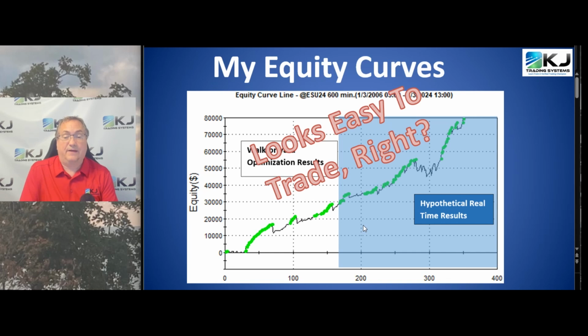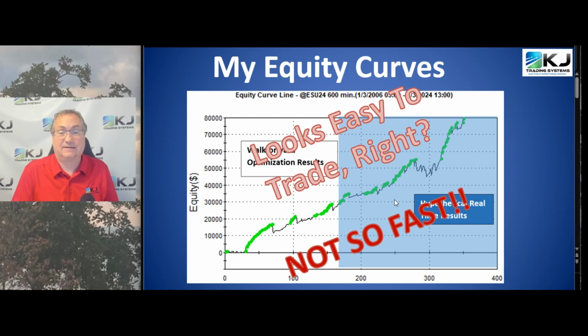The other part of this is that the detailed curve versus the closed trade curve can help you understand what it's going to be like to trade it. So this one looks pretty easy to trade, right? I mean, it doesn't look that bad. Maybe around trade 300 it kind of gets bad, but looks all right.